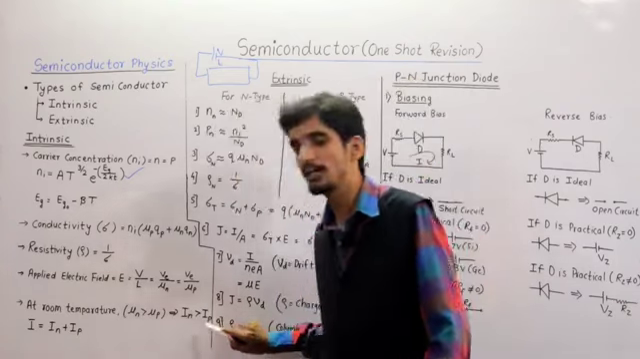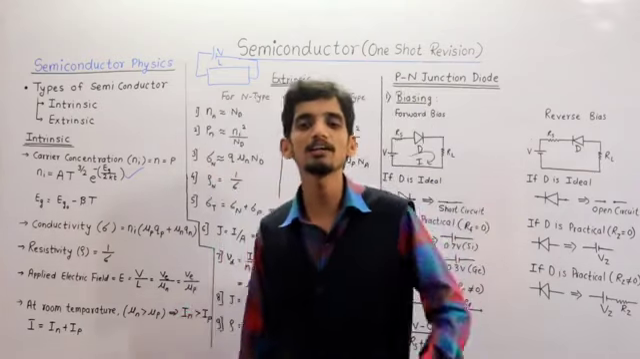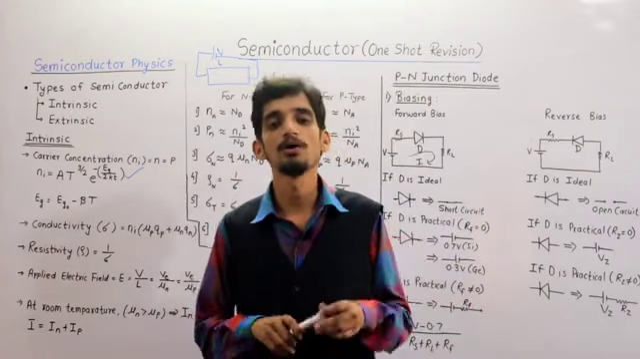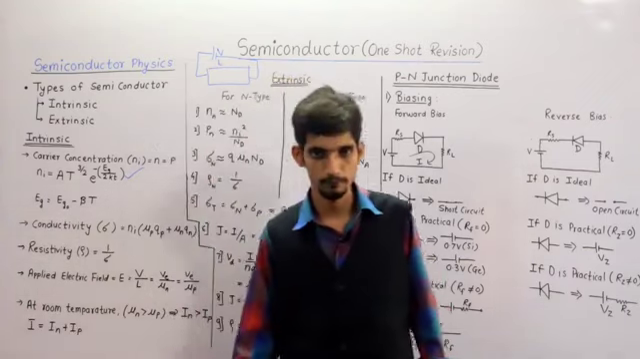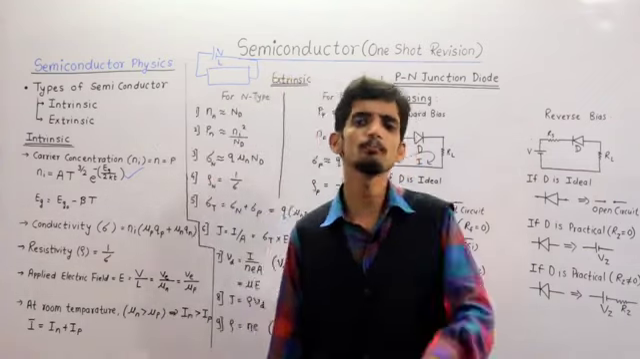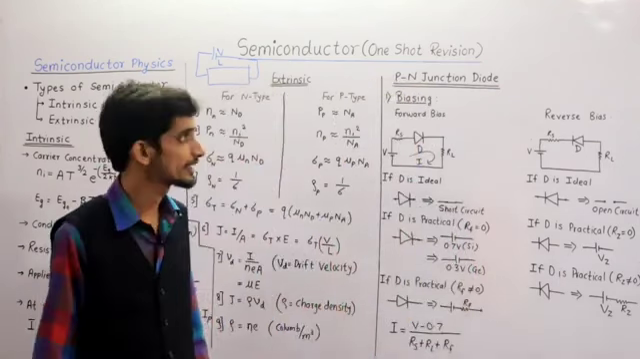Okay, that's why electron current is greater than hole current, and total current in any semiconductor is the summation of electron current plus hole current, which is In plus Ip. Clear? So this is the important formula for total current inside the semiconductor material.